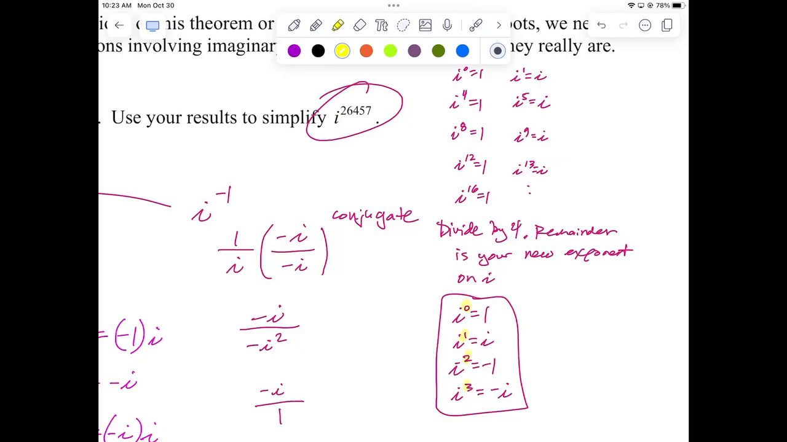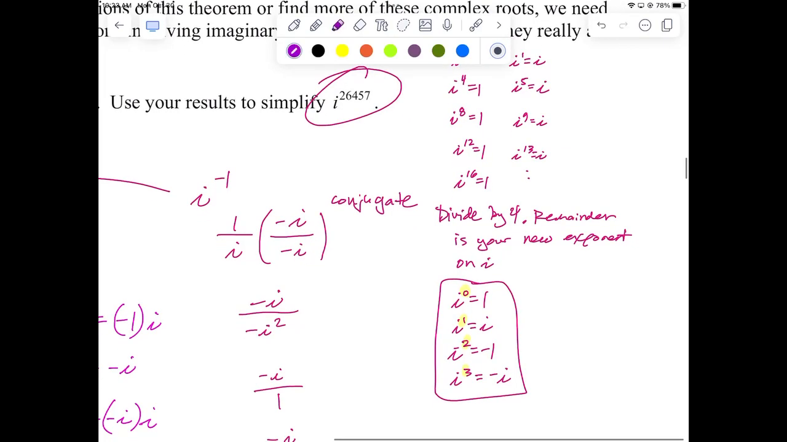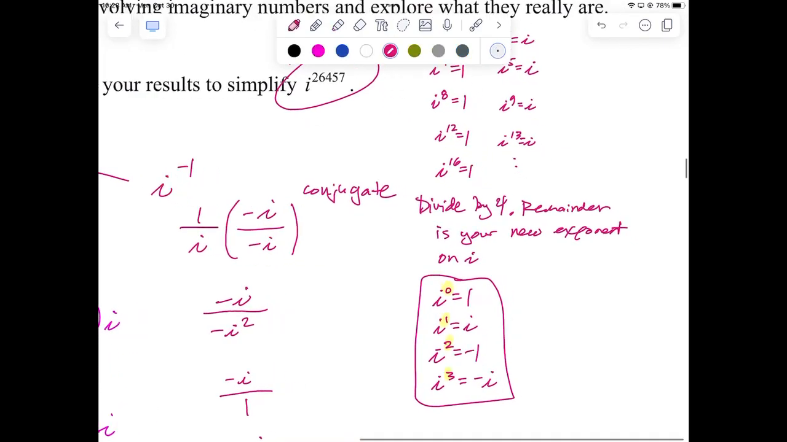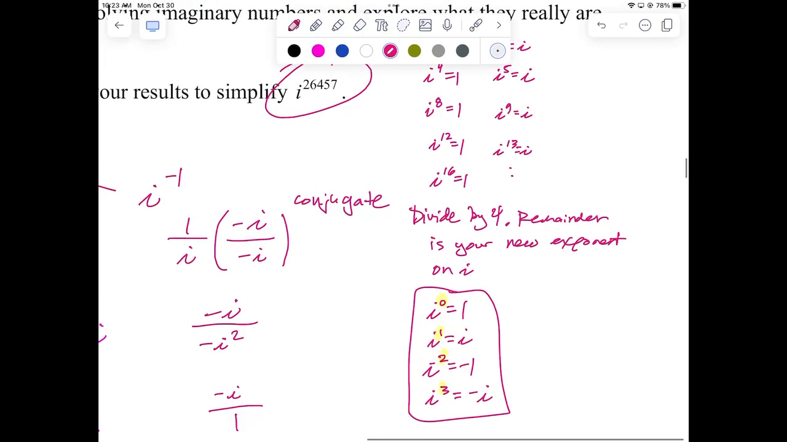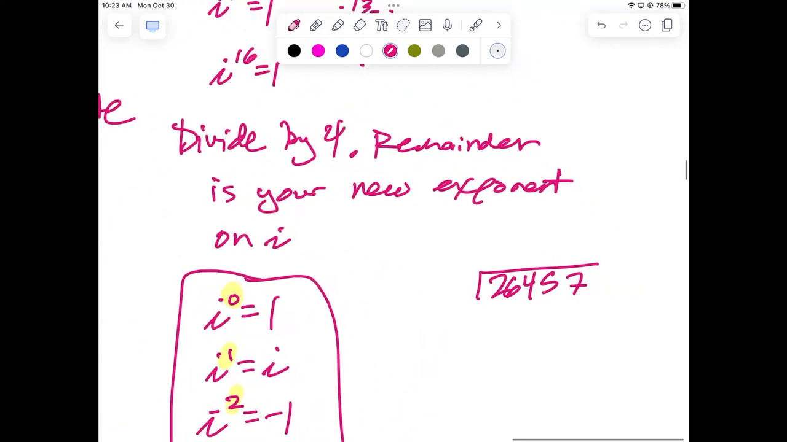All right, now try it out. Try 26,457. I'm going to do it quietly up here. You do it quietly at your desk. We'll see if we get the same answer. You get to do good old-fashioned long division here.